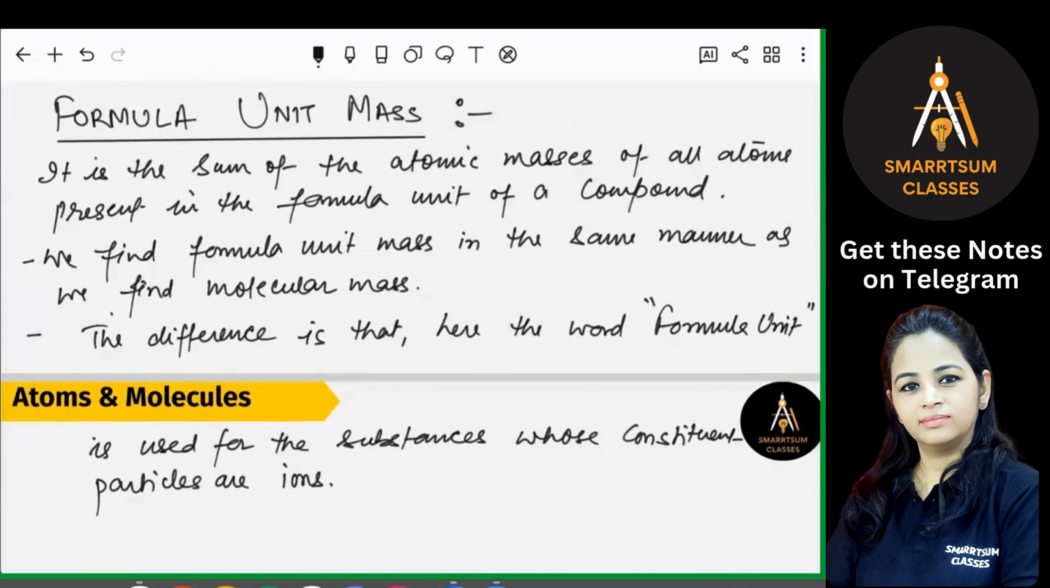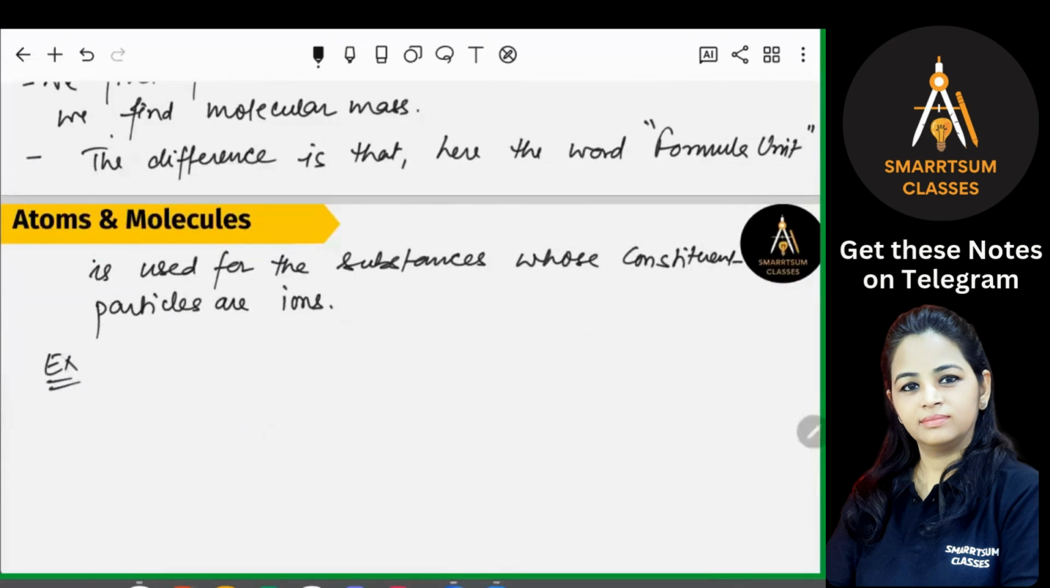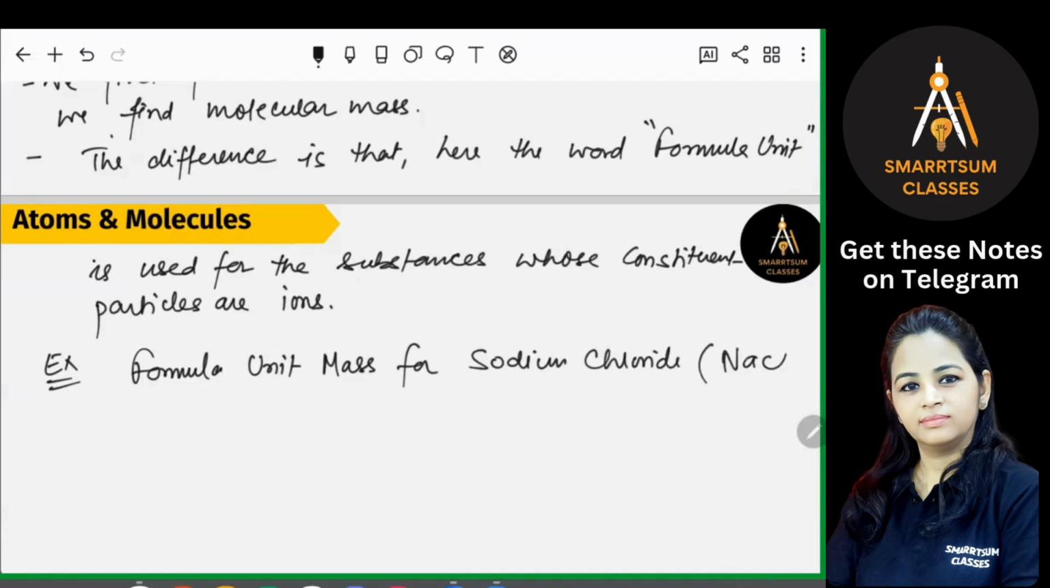So if we talk about the example of formula unit mass for sodium chloride. Sodium chloride is an ionic compound, NaCl. So instead of using the word molecular mass, we use the word formula unit mass because its constituent particles are ions. And we find it exactly in the same way. There is one sodium ion and one chlorine ion, so we will write down the atomic masses of each one of them.